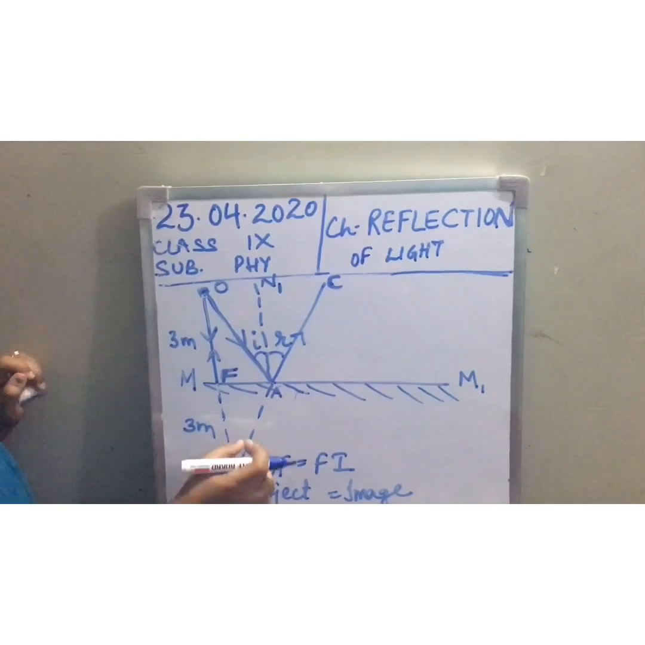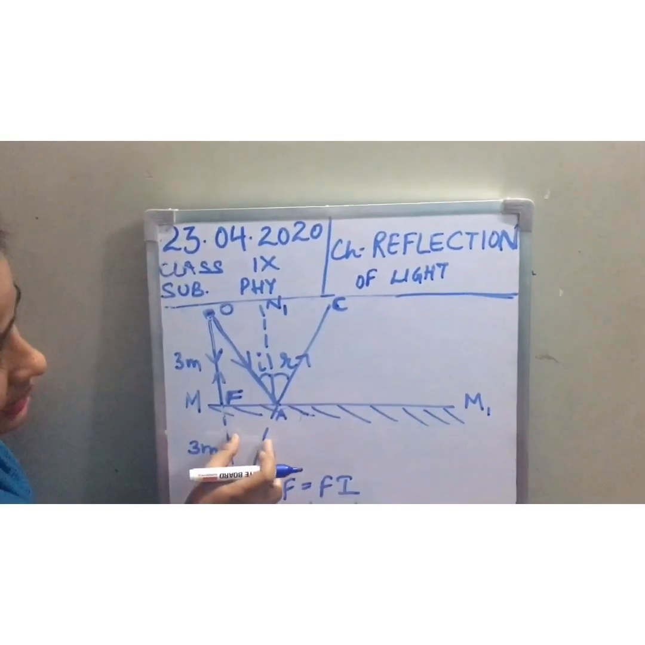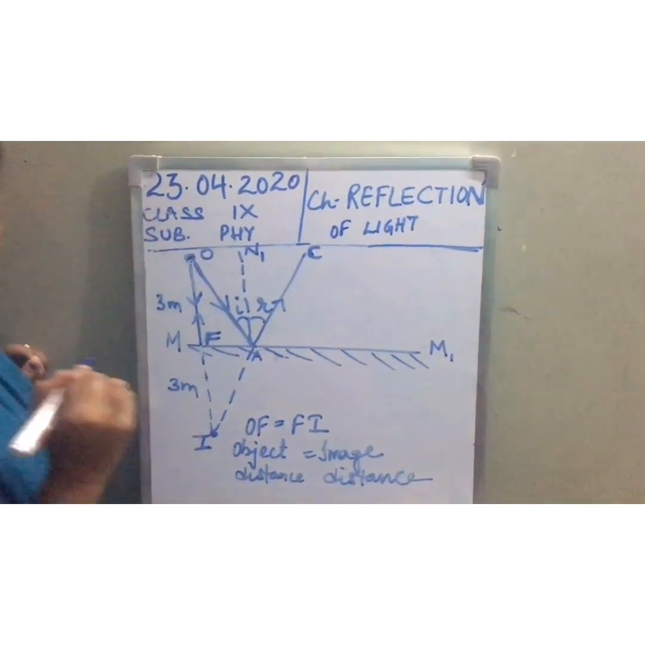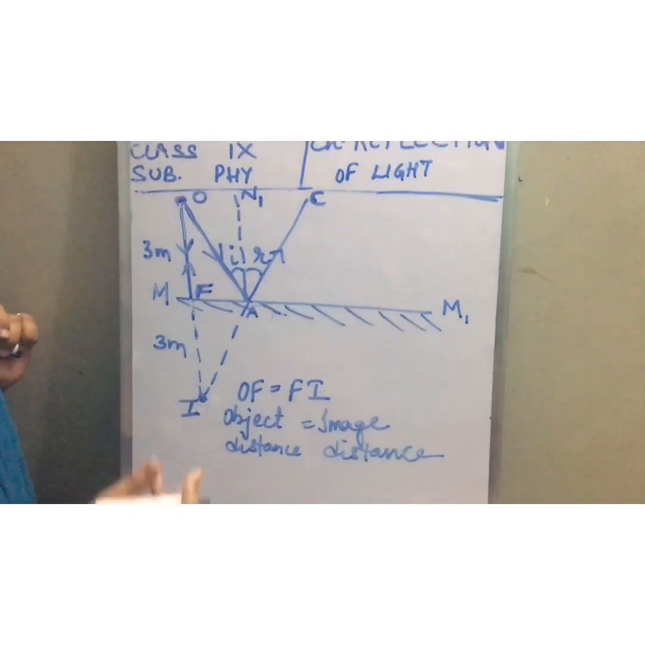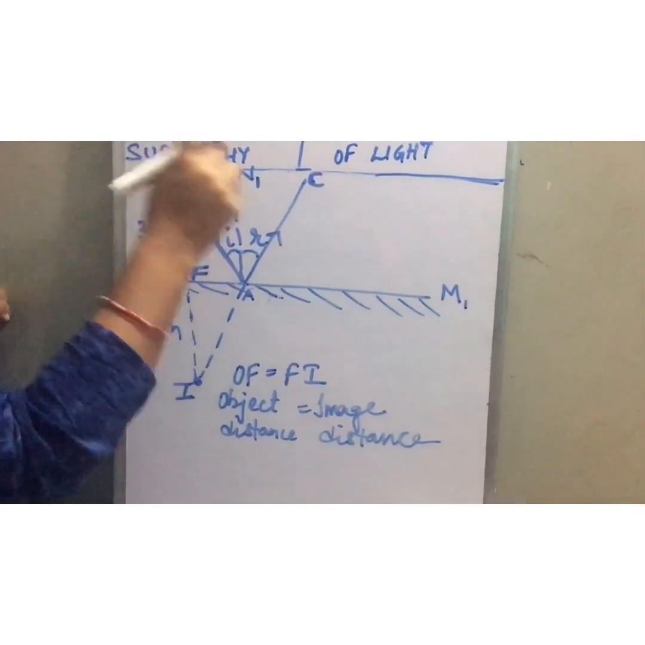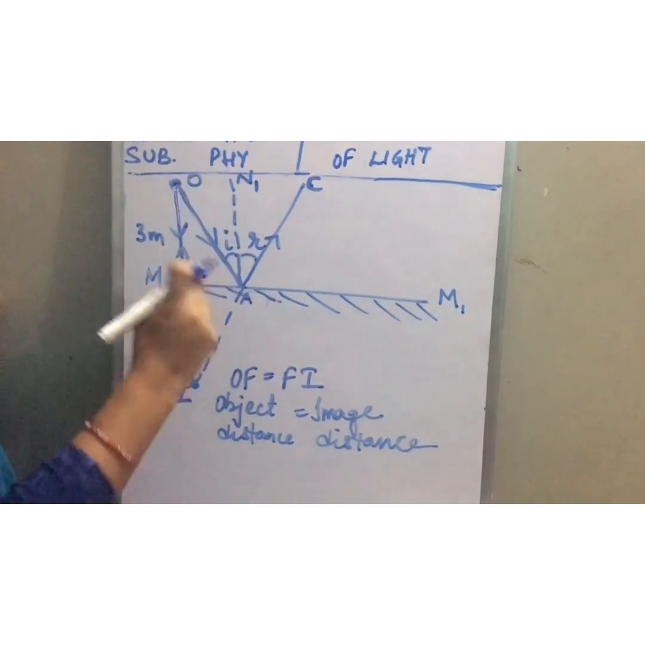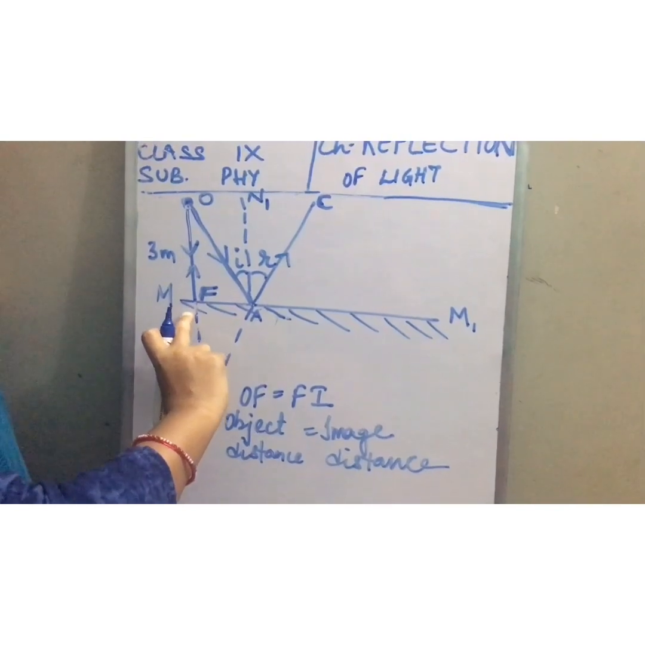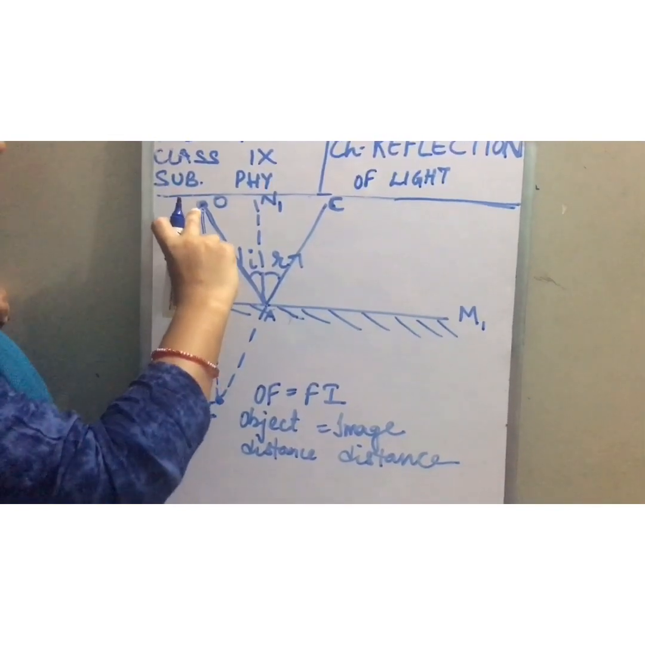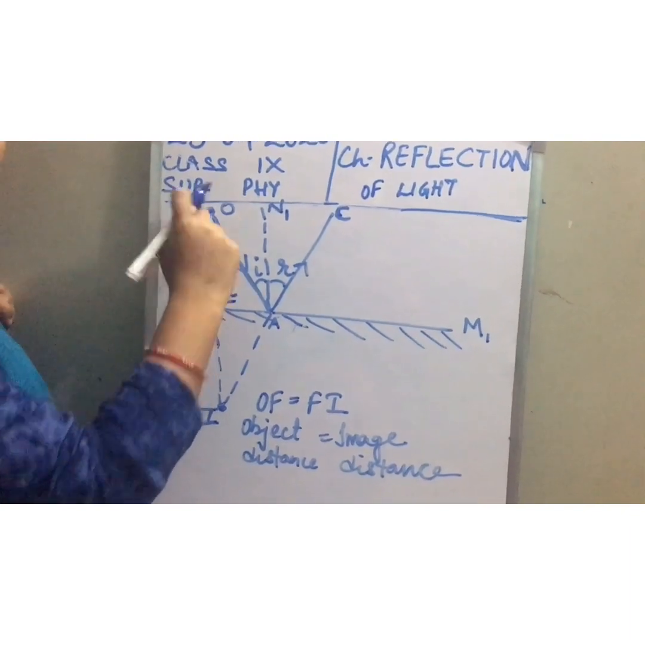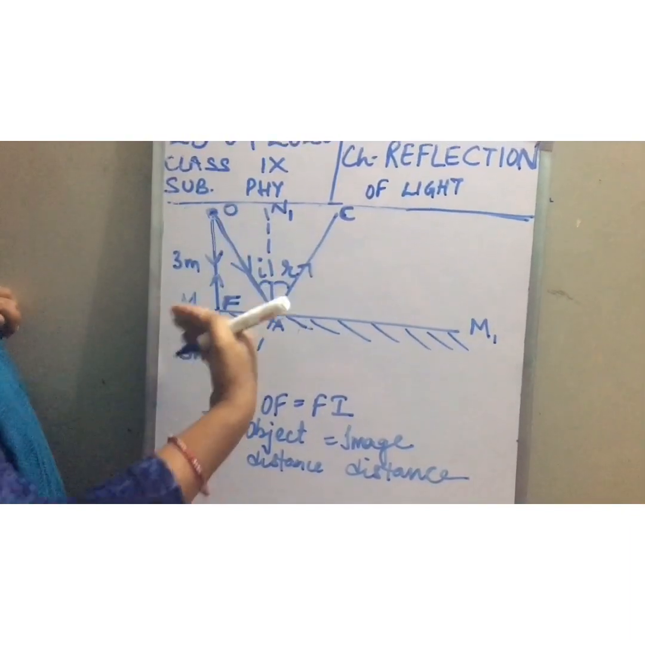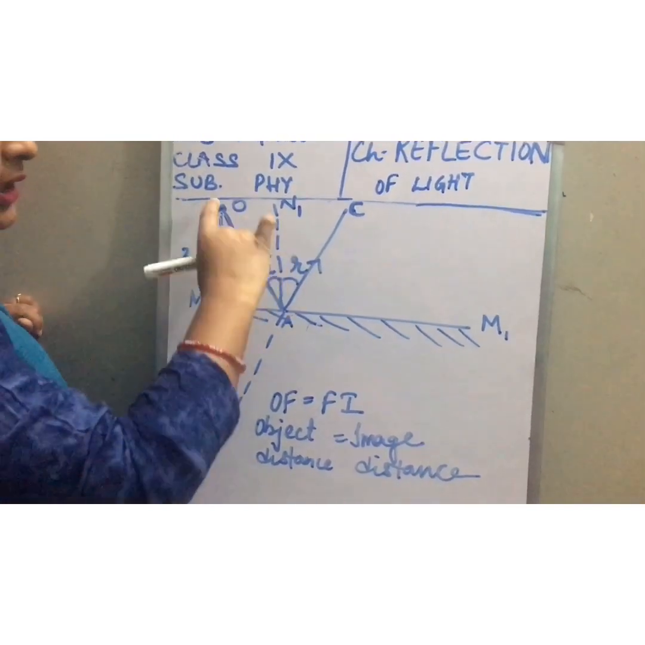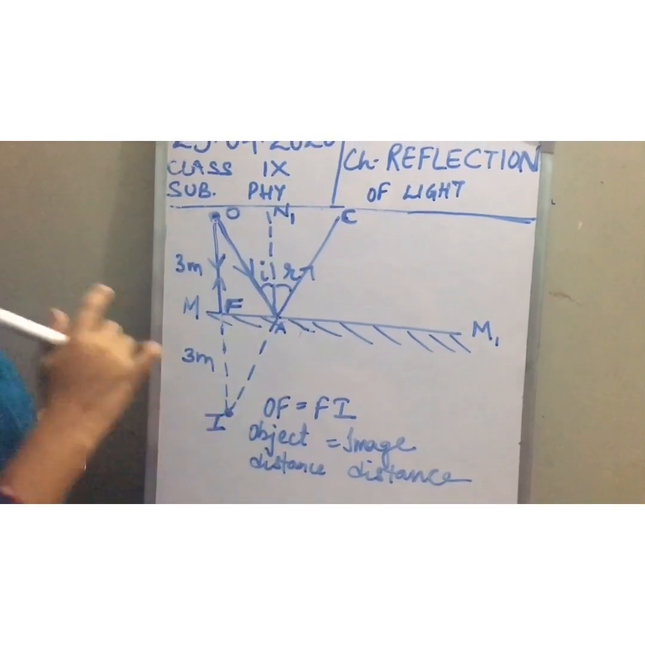When I extend these two reflected rays, I observe that they meet at a point. I have given it the name I, and this I is the image of the object O. When I measured with a scale, I found that the object distance is equal to the image distance. That means if the object is 3 meters in front of the mirror, the image will also be 3 meters behind the mirror. If the object distance is 3 meters, the image distance is also 3 meters.